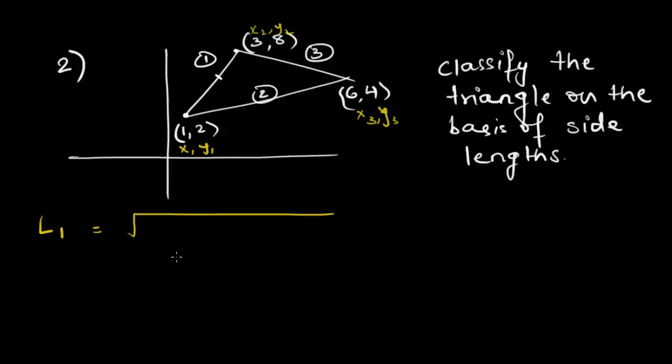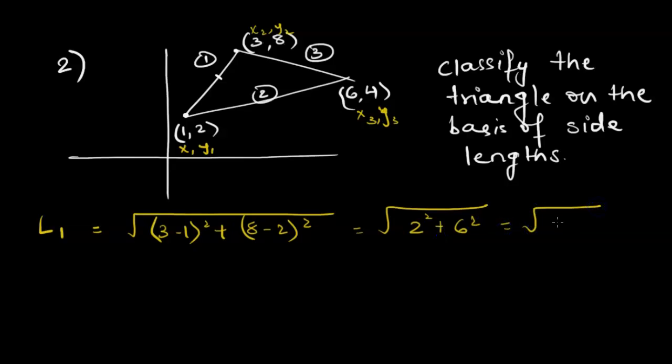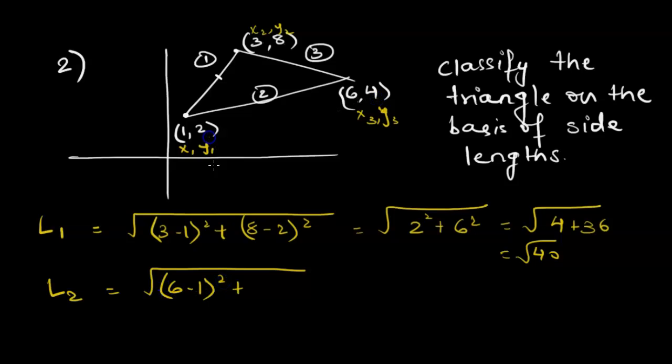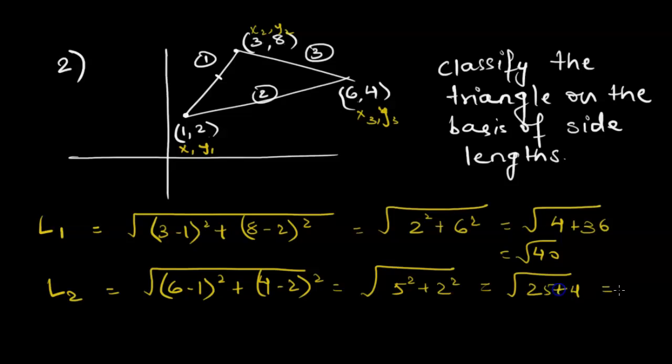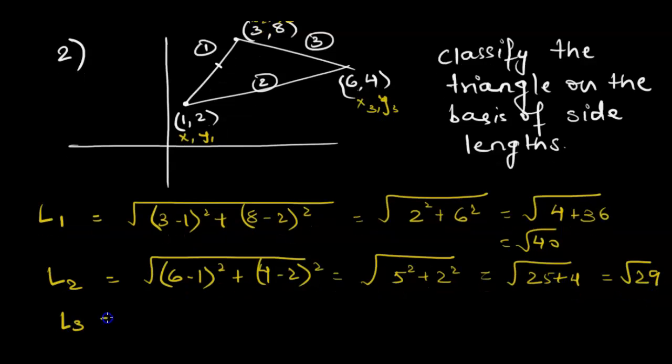So we would do x2 minus x1, which is 3 minus 1, squared, plus 8 minus 2, squared. That would be equal to the square root of 2 squared plus 6 squared, which is 4 plus 36, that is the square root of 40. Similarly, we would find the length of the second line segment, which is this. In this case, we would do x3 minus x1, so 6 minus 1 whole squared plus 4 minus 2 whole squared, and we would get 5 squared plus 2 squared, which gives us 25 plus 4, that is equal to the square root of 29.